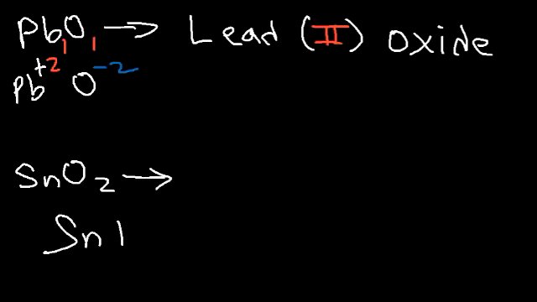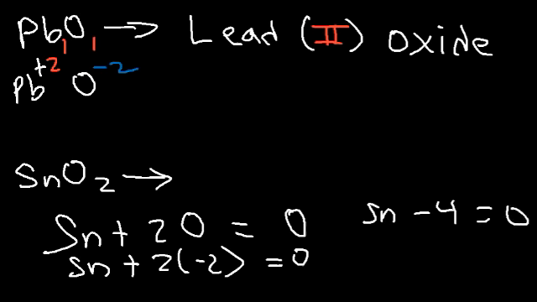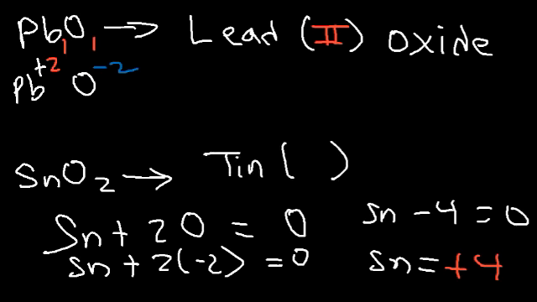Now the one on the bottom, let's solve it. So we have Sn plus 2 oxygen atoms equals a net charge of 0. And each oxygen has a charge of -2. So 2 times -2 is -4. If we add 4 to both sides, tin is in the +4 oxidation state. So this is going to be called tin(IV) oxide.